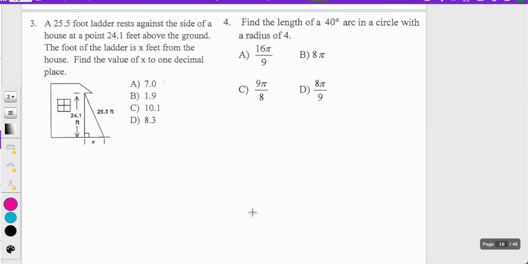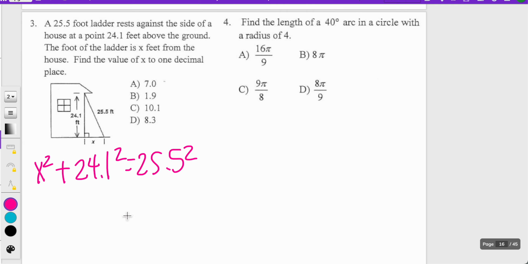3, a 25.5 foot ladder rests against the side of a house at 24.1 feet above the ground. The foot of the ladder is x feet from the house. Find the value of x to 1 decimal place. This is just your Pythagorean theorem. X squared plus 24.1 squared is equal to 25.5 squared. And you should get around 8.3 when you are done.